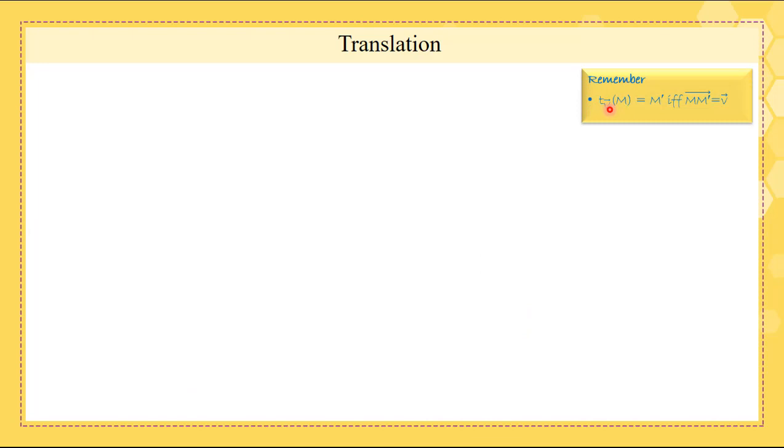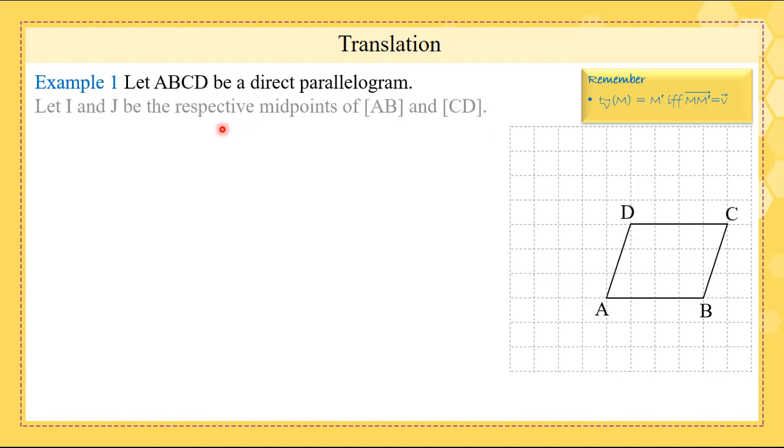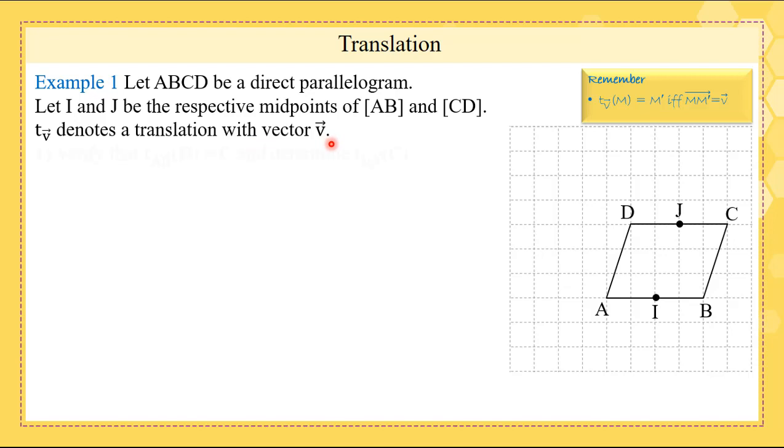Now remember, the translation of the point M by vector V is equal to M prime if and only if MM prime vector is equal to V vector. Let us take an example. Let ABCD be a direct parallelogram. Let I and J be the respective midpoints of the segments AB and CD. T_V vector denotes a translation with vector V. Part 1. Verify that the translation of the point D by vector AB is equal to C, and determine the translation of the point C by vector BA.